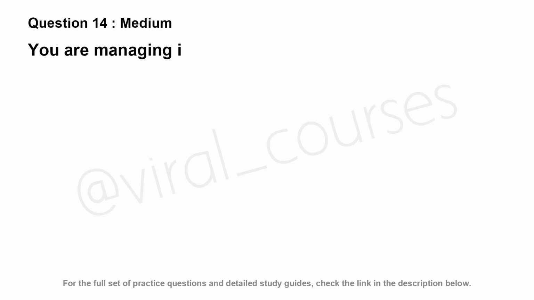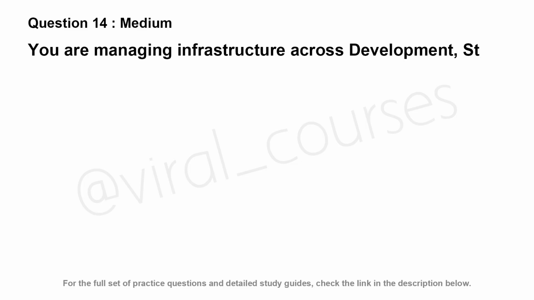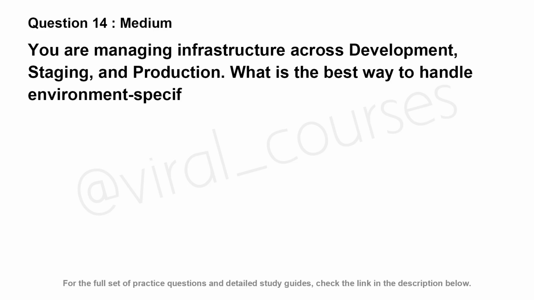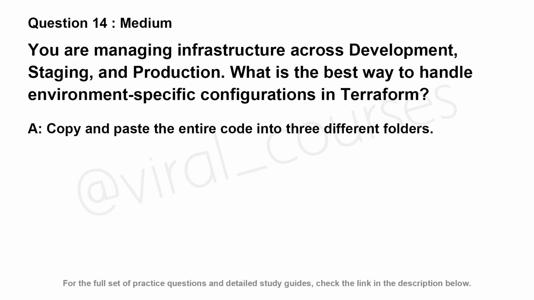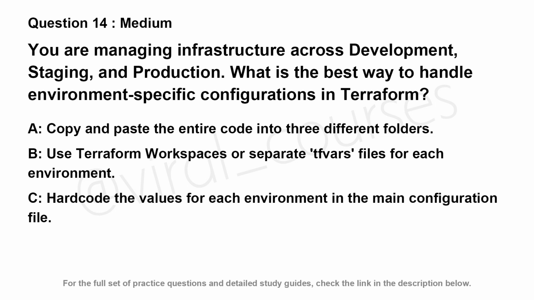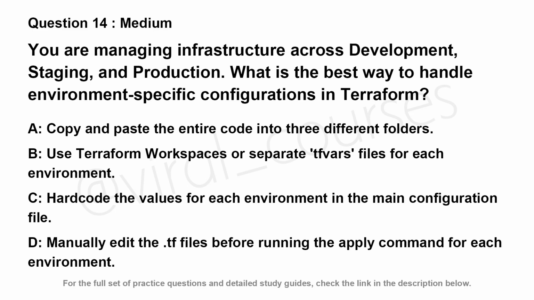You are managing infrastructure across development, staging, and production. What is the best way to handle environment-specific configurations in Terraform? Option A. Copy and paste the entire code into 3 different folders. Option B. Use Terraform workspaces or separate TFVARS files for each environment. Option C. Hardcode the values for each environment in the main configuration file. Option D. Manually edit the TF files before running the apply command for each environment.